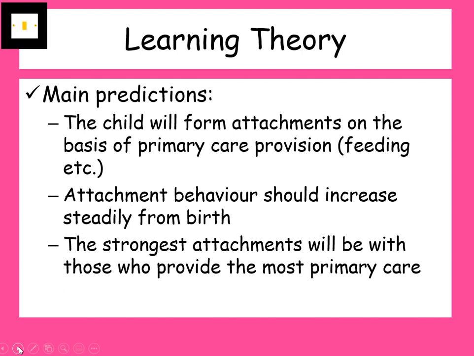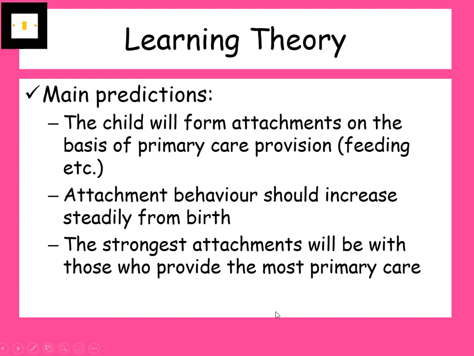So the predictions of learning theory are that the child will form an attachment based on the person or people who provide the primary care. So they are the people who feed and change the nappies. Forget now about Schaffer and Emerson's stages, because one of the interesting things about learning theory is it could account for multiple attachments, because if that primary care provision is provided by a range of carers, then those attachments can develop, according to this theory, with several people. And therefore the attachment will increase steadily from birth and will become stronger and stronger. The strongest attachments will be with the people who provide the most primary care.